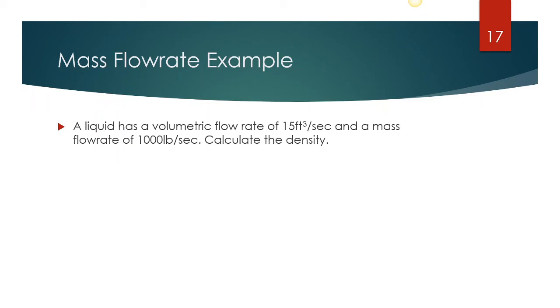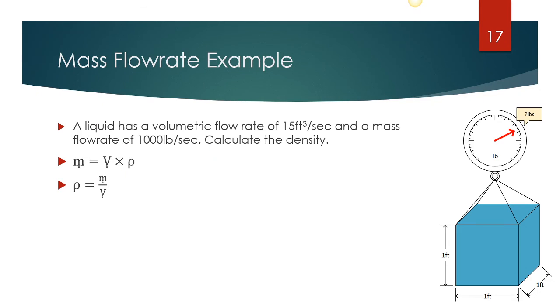A liquid has a volumetric flow rate of 15 cubic feet per second and a mass flow rate of 1,000 pounds per second. Calculate the density. So here we're lucky. They're both given in the same time units. But if we know the volumetric flow rate and we know the mass flow rate, all we have to do is transpose our mass flow rate formula, and we can figure out our density. So this is our mass flow rate formula. If we transpose it by dividing V dot from both sides of the equation, we're going to get rho equals m dot over V dot.